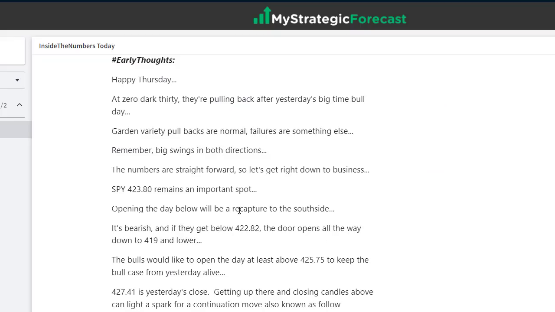If they get below that, it's bearish, and then the next thing we focus on is another pivot low from yesterday at 422.82, and if they get below that, the door opens up for some lower stuff. We're going to narrow down those numbers as you'll see when the day gets underway. This is the first look at 0 dark 30, but there's another side. Umpire, balls and strikes. The bulls would like to open the day at least above 425.75 to keep the bull case from yesterday alive. Remember that number. It was already on the board. It's going to come back around.